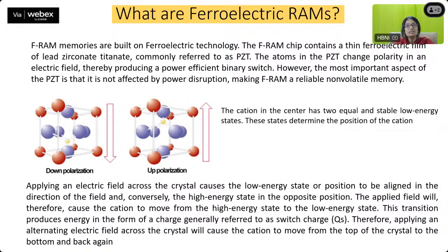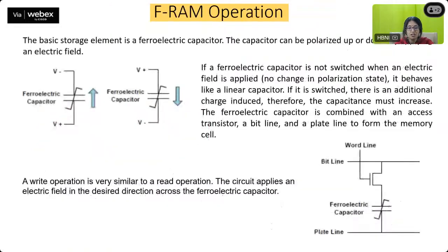So the applied field will therefore cause the cation to move from the high energy state to the low energy state, and this transition produces energy in the form of charge, which is generally referred to as the switch charge. So applying an alternating electric field across the crystal will cause the cation to move from the top of the crystal to the bottom and back again. And this is basically how your ferroelectric RAM is going to function.